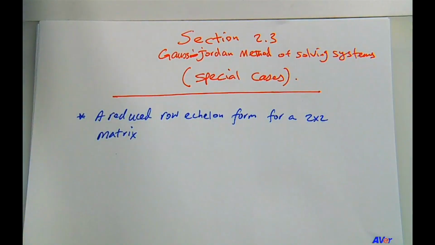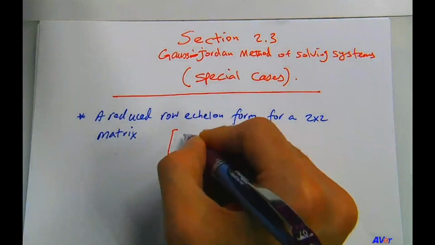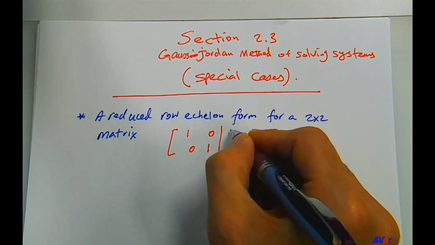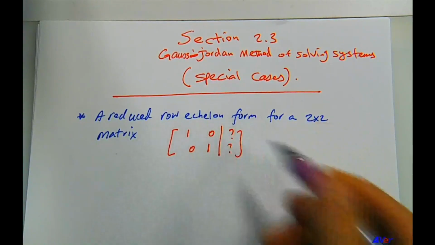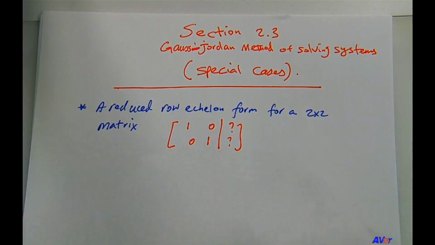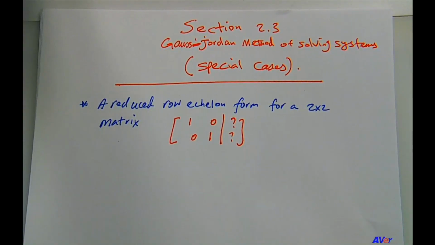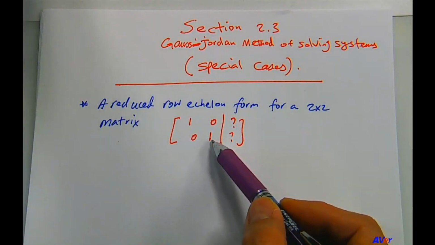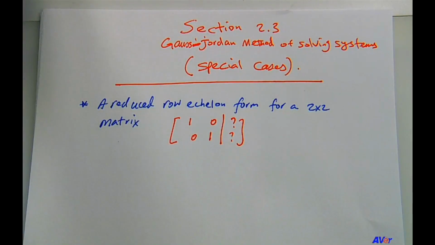So a reduced row echelon form for a 2 by 2 matrix looks like this, right? 1, 0, 0, 1, a vertical line, and then question marks. And the question marks would have been the solution of the system. But reduced row echelon form does not always look like this, especially if you have 3 variables but 2 equations. So in this case, it would be 2 variables, 2 equations, right? But here's a special case.